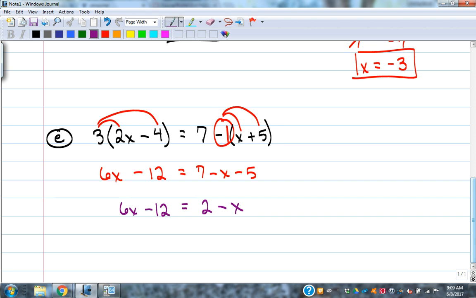Does it matter on the right side, after the equal sign, if you have negative x plus 2 or the other way? It does not. No, it doesn't matter at all. Whichever way you want to put that. If you had negative x plus 2, that's the same thing as 2 minus x. So I'm fine with it either way. And then go ahead, Terrence.